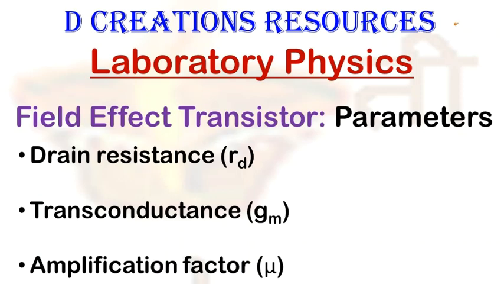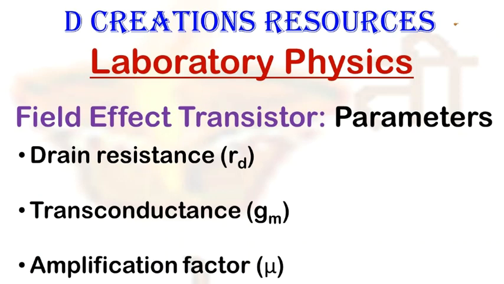Let's talk about parameters of JFET or junction field effect transistor. We will be talking about parameters such as AC drain resistance, transconductance, and amplification factor. So, to begin with, what is AC drain resistance, which is usually denoted as RD?